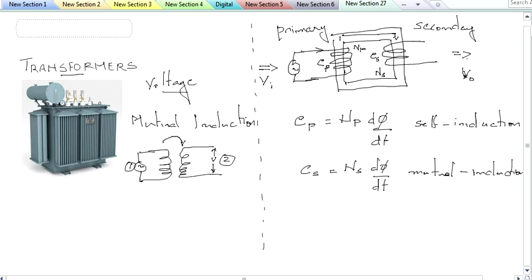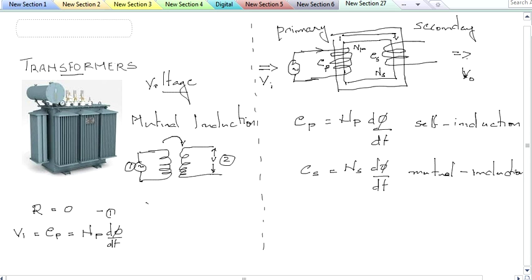Now I'm going to make an assumption over here to simplify this whole situation. Let us suppose the resistance in both the coils is equal to 0. In such a case, the input voltage is equal to the voltage induced in the primary coil, because the resistance is 0, and therefore it is equal to Np dφ/dt. Right? So this is equation number 1.